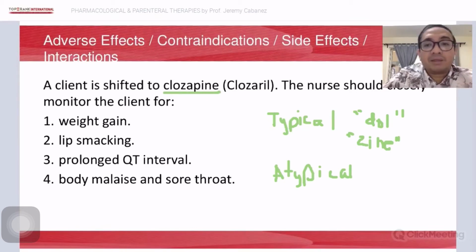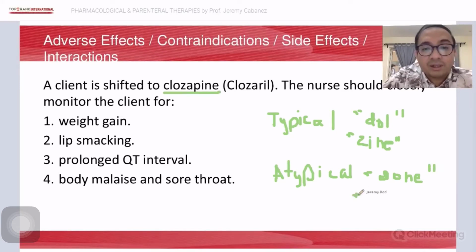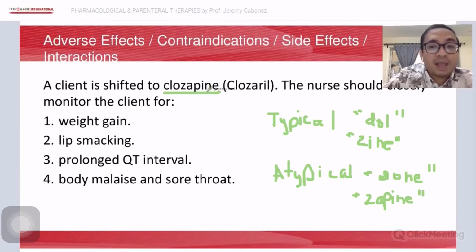Next, let's talk about atypical antipsychotic. What are the examples? They are the drugs that end in done. What are the drugs that end in done? Ziprasidone. Okay, risperidone. Okay, they are also the drugs that end in zapine. So what are the drugs that end in zapine? Olanzapine, clozapine. So definitely, ang tanong ko sa inyo, what is the type of antipsychotic? Clozapine is a type of atypical antipsychotic.